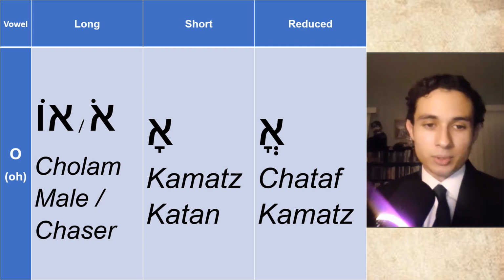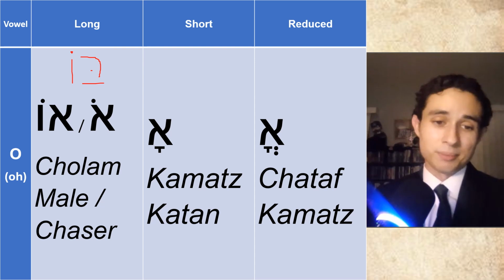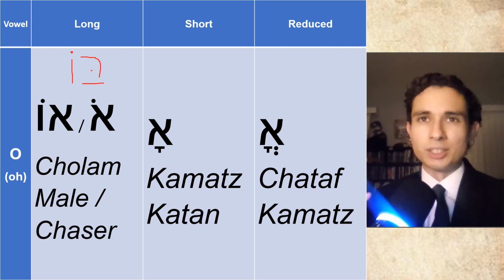So for example, let's say I were to do bet with a vav, but actually it's not a vav anymore because, well, it is a vav basically, but it's not treated as a consonant.